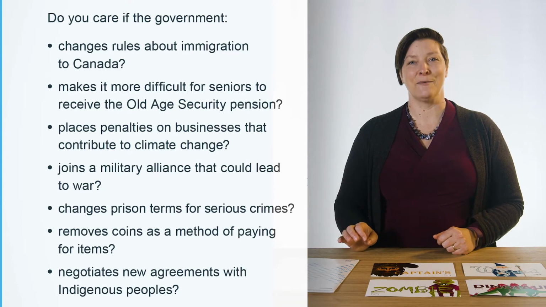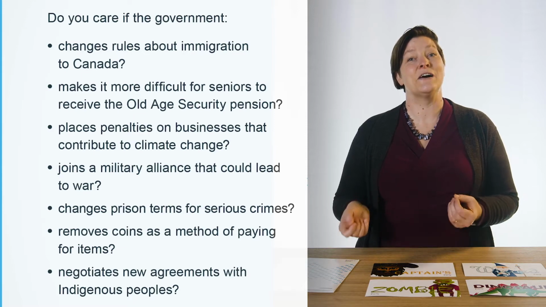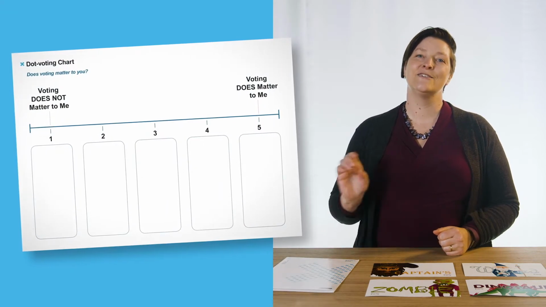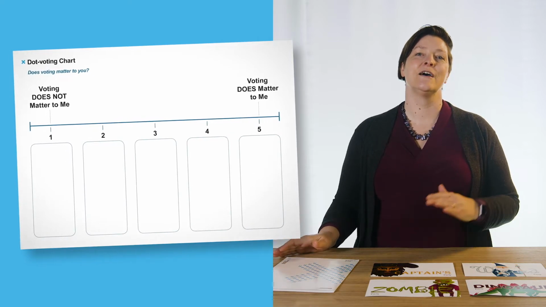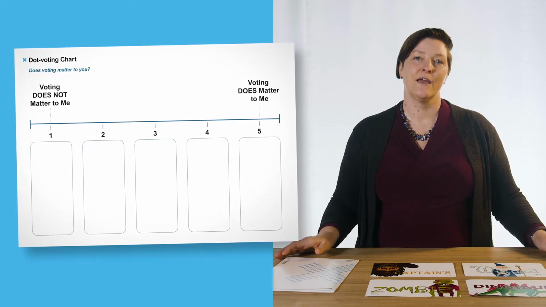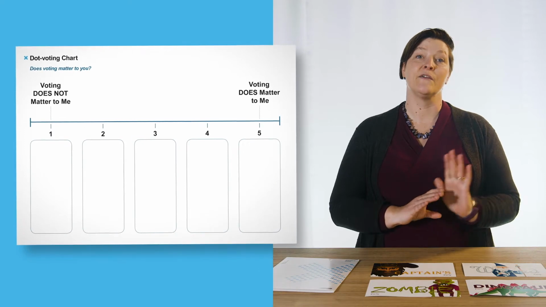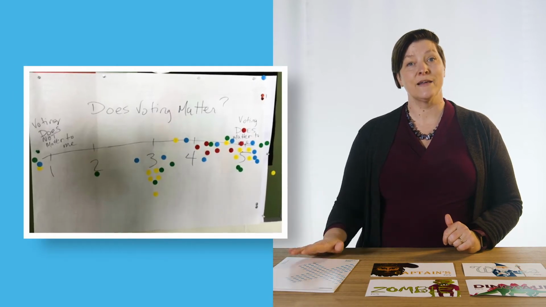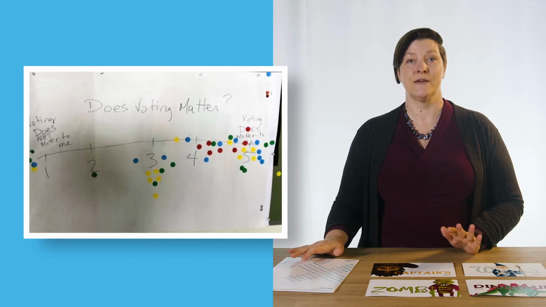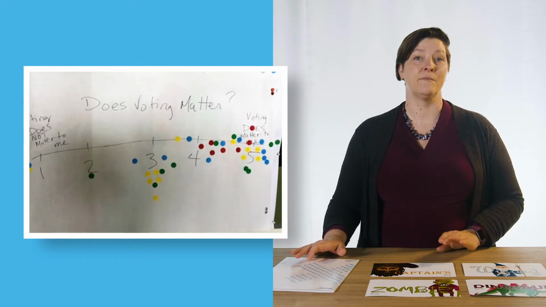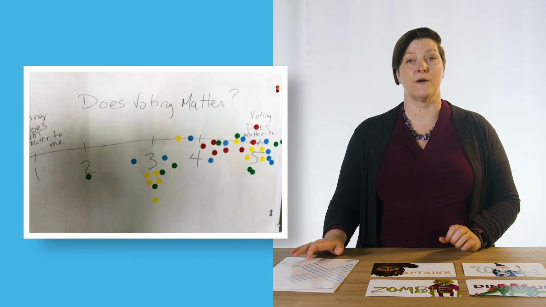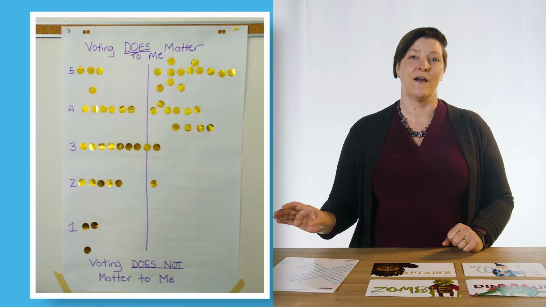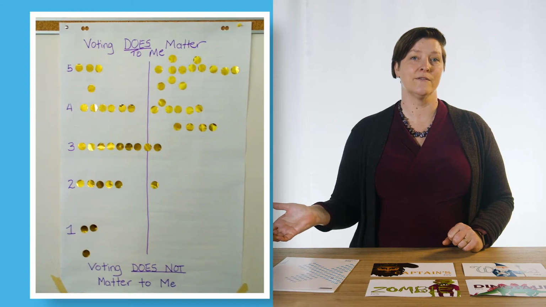You don't want to get caught up in a class discussion here because you'll need time for the activity portion of the lesson. Next, show the dot voting chart. Does voting matter to you? Invite students to respond anonymously on the scale of 1 to 5. There's lots of different ways to do this, but make it clear that all responses are accepted. If they really feel that voting doesn't matter to them, then they should vote that way. Ask what students notice about their poll results. Are there trends or patterns?